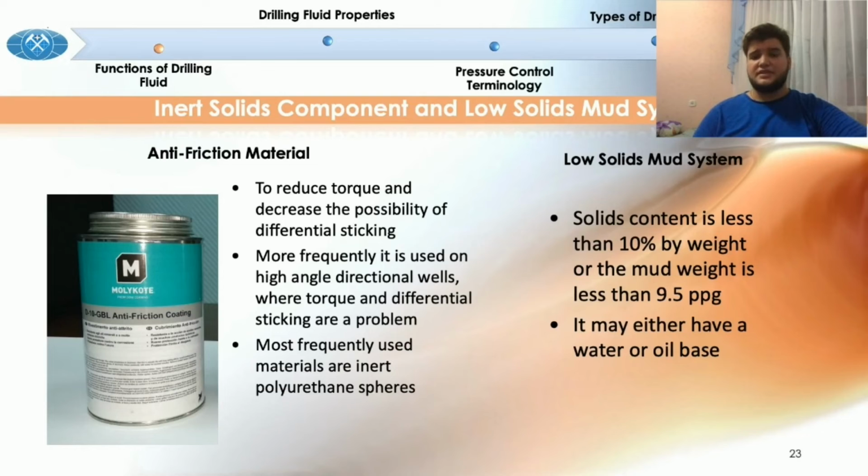In a low solids mud system, the solids content is less than 10% by weight, and the mud weight is less than 9.5 ppg. It may have either a water or oil base.